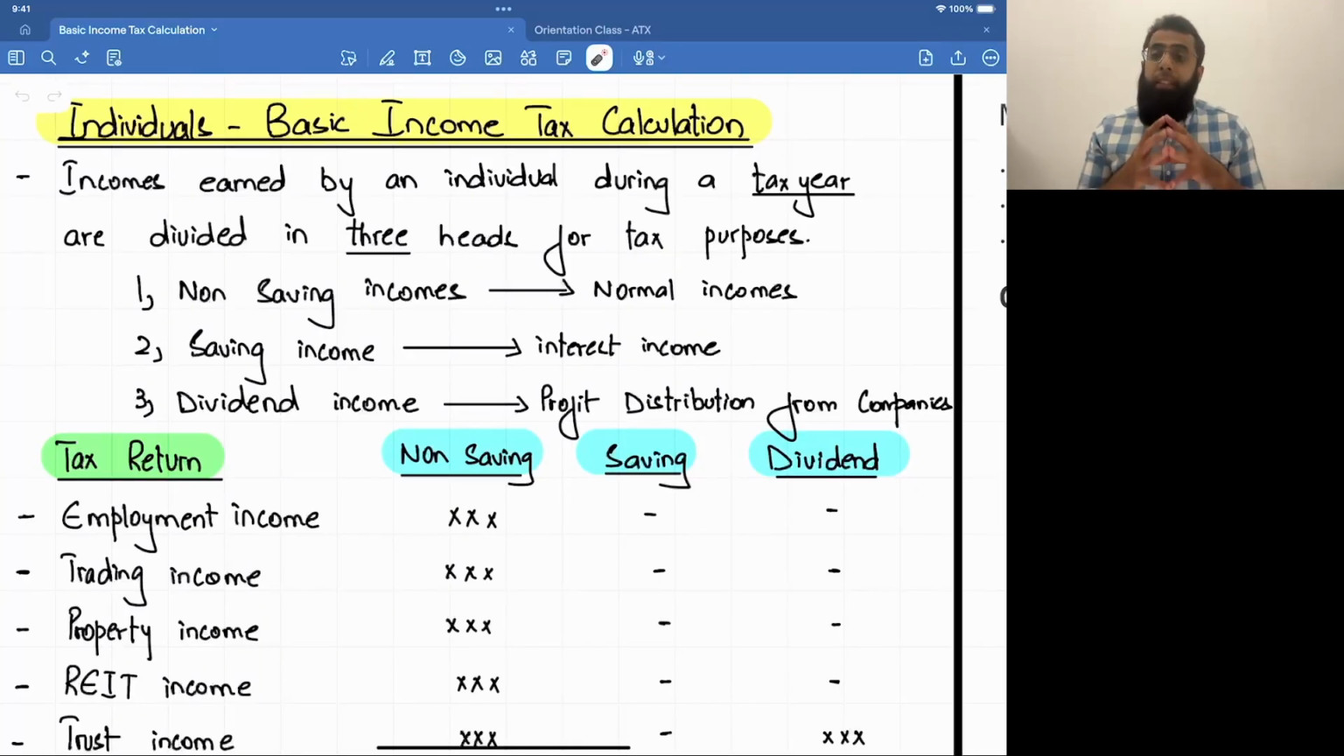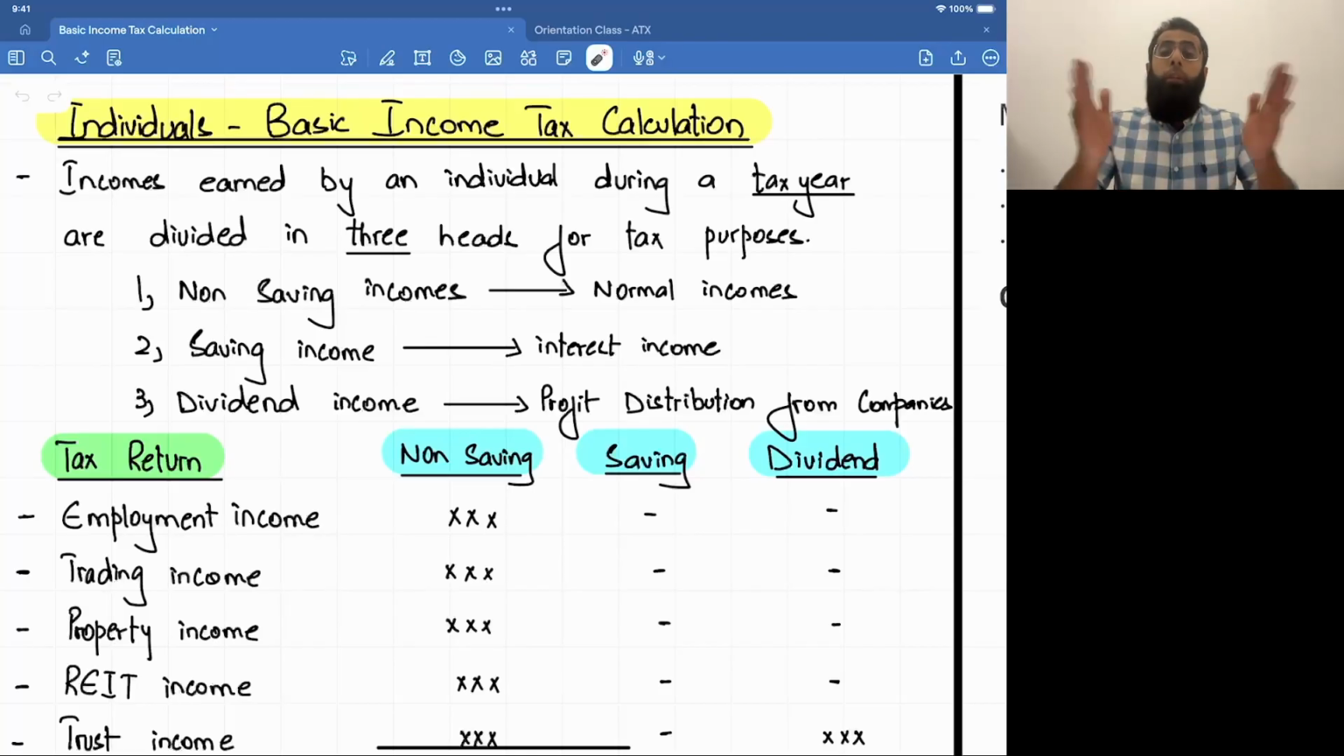See, our advanced taxation course is majorly divided into two sections. One section is individuals taxation and another is corporate taxes. We are starting with individual taxation, the taxation of human beings. Corporate is taxation of companies. Now, in the taxation of individuals, the first chapter which we are studying is Basic Income Tax Calculation. Basically, here we will be looking at how an income tax return is made up for individuals.